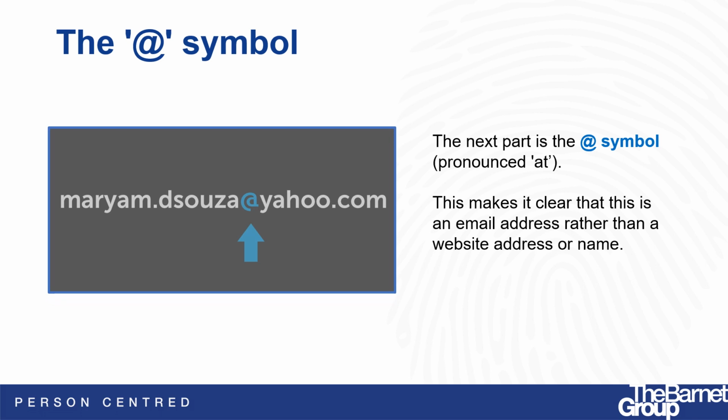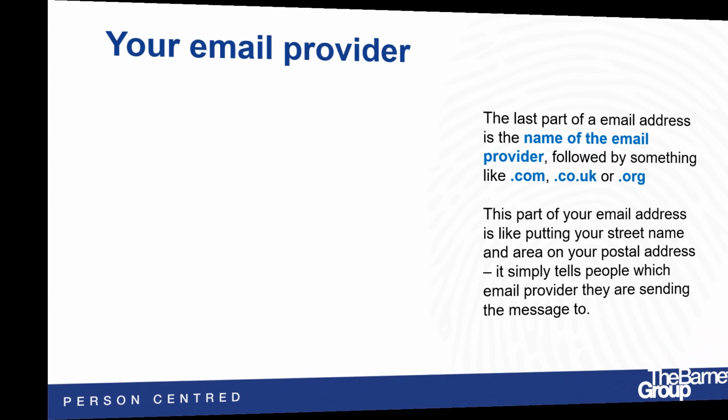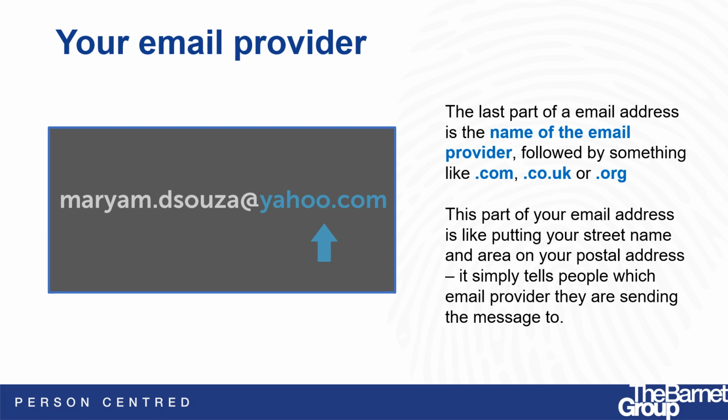The next part is the @ symbol, pronounced "at". This makes it clear that this is an email address rather than a web address or name. The last part of an email address is the name of the email provider, followed by something like .com, .co.uk, or .org. This part of your email address is like putting your street name and area on your postal address. It simply tells people which email provider they are sending the message to.